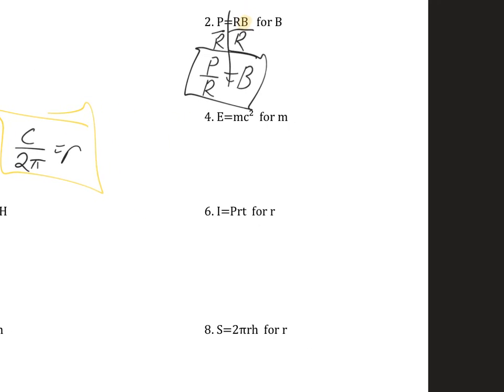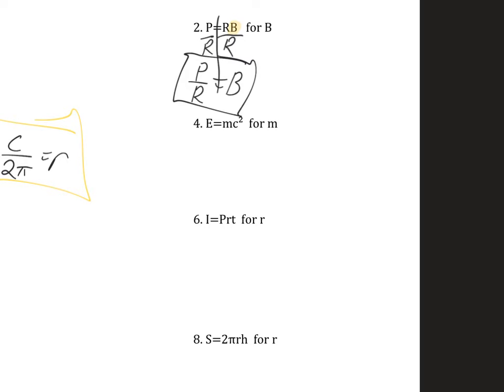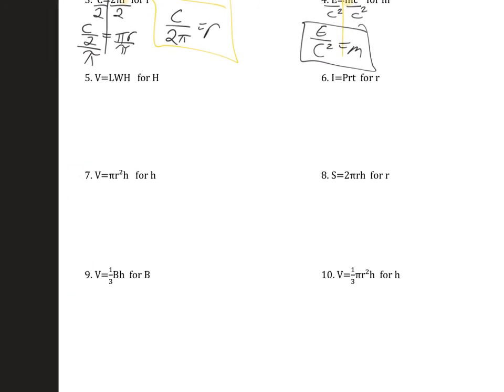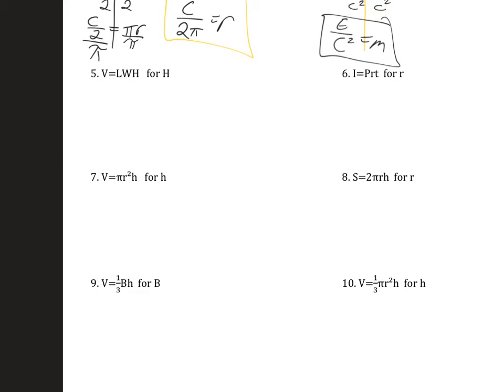For the next one, E equals MC squared. I want to get M by itself, so I'm going to highlight that to show this is what I'm looking for. I want to divide both sides by C squared. So I have E over C squared equals M. Perfect. I want you to try the next one on your own, and then we'll check them together.